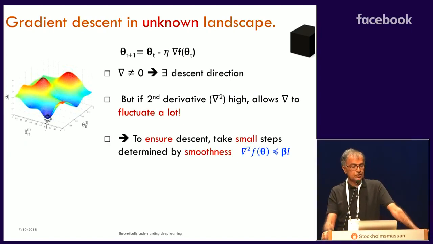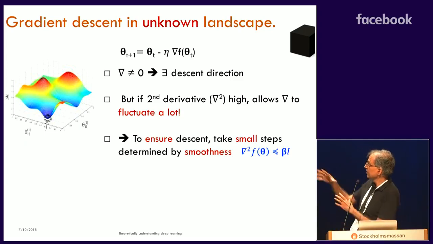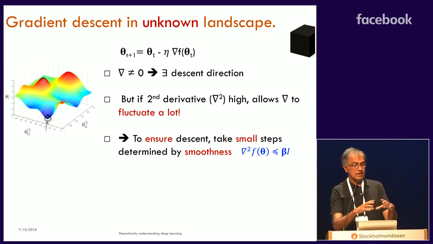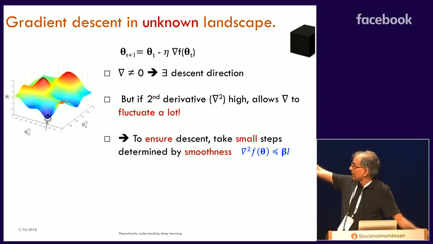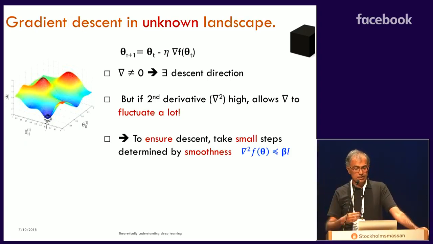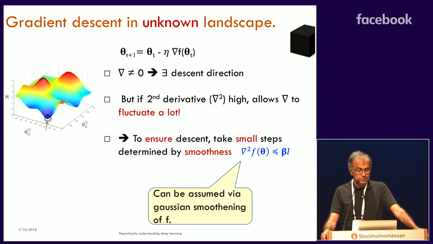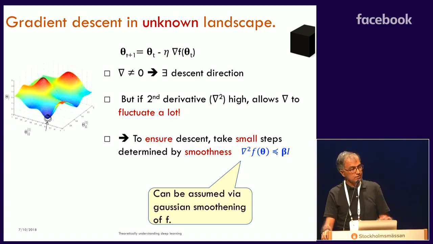So to ensure descent, you have to take small steps that are determined by the smoothness. Okay, so there's some bound on the second derivative. This is just saying that this second derivative matrix, if there are d variables, is a d by d matrix of partial derivatives with respect to xi, xj. This matrix is called the Hessian, and it has some bound on its eigenvalues. It's not going to be important, this bound. So there's some bound on the second derivative. And by the way, this bound can be assumed via some Gaussian smoothing of f, although we don't normally do that. But if you wanted to, you could do some Gaussian smoothing.